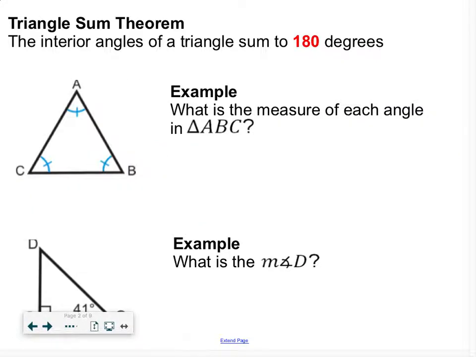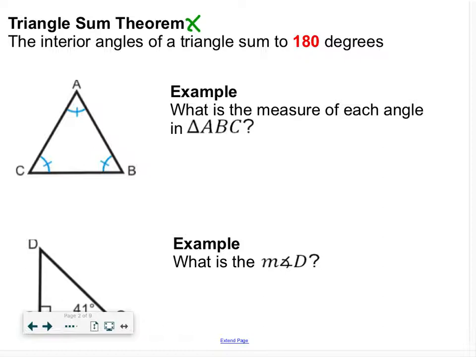All right, so the next thing we have is the triangle sum theorem, up here in the corner. The interior angles of a triangle sum to 180 degrees. What does that mean? It means all the interior angles in a triangle always add up to 180 degrees, or in other words, they're supplementary.